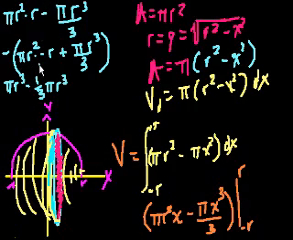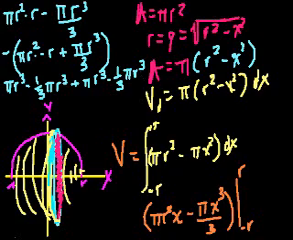And then what is this? This is minus pi r cubed, and then we have a minus sign up here, so this becomes plus pi r cubed. And then, because we have a plus here and the minus out here, distribute it, so minus 1/3 pi r cubed.